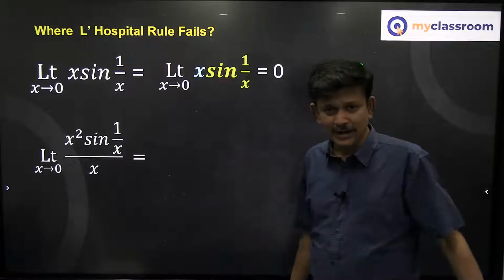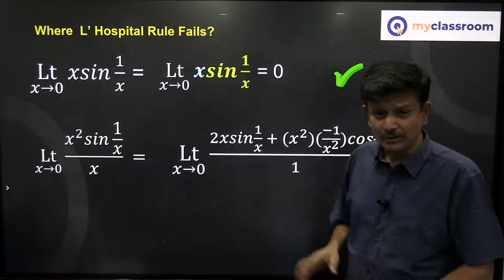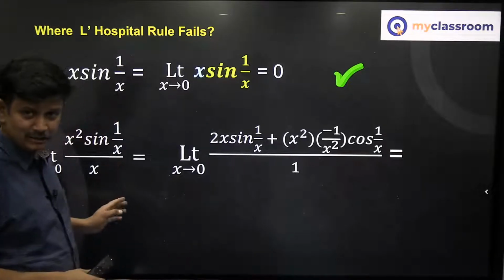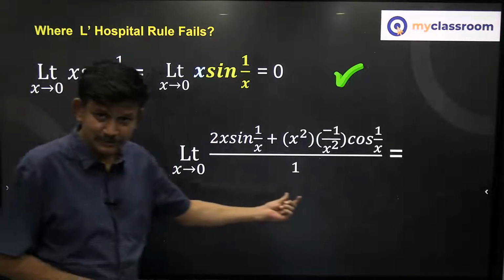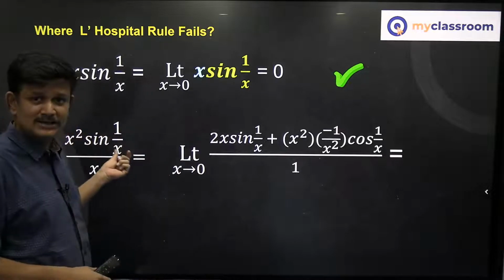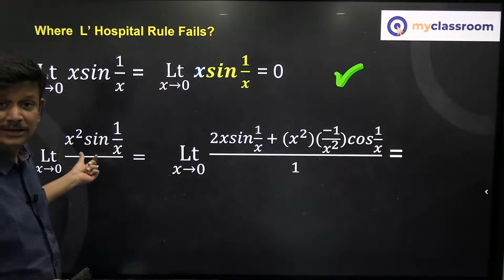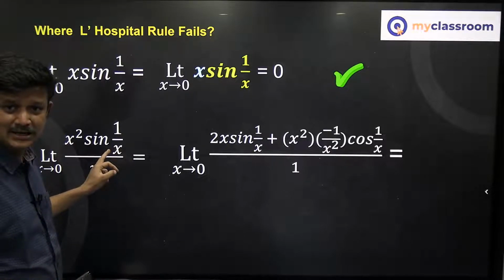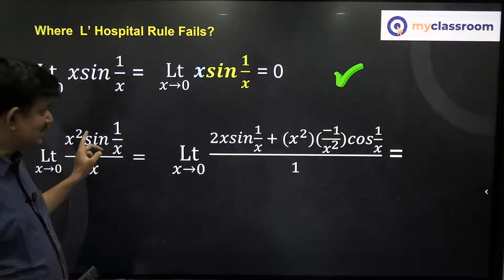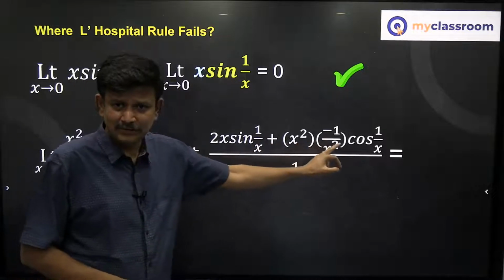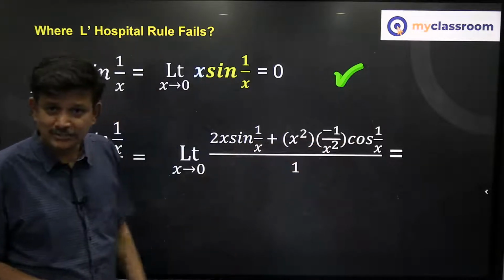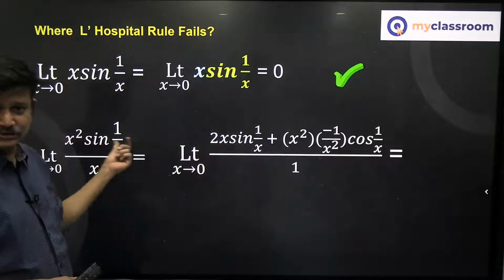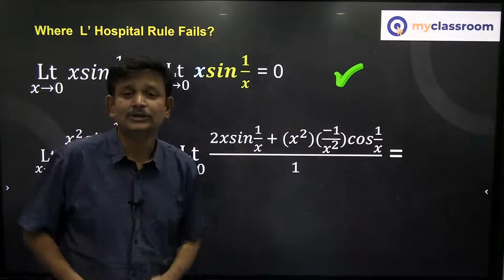Let us see what happens if we apply it. Differentiate numerator and differentiate denominator. Denominator derivative is 1, simple. And numerator x square sine 1 by x, you can apply the product rule here, the UV rule. x square is one function, sine 1 by x is another function. First function x square multiplied by derivative of second function, cos 1 by x into minus 1 by x square, plus sine 1 by x into derivative of x square, which is 2x. So this is the derivative of the numerator.